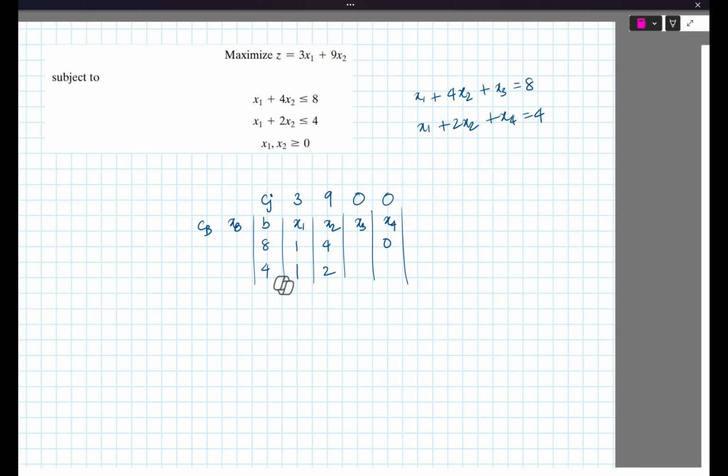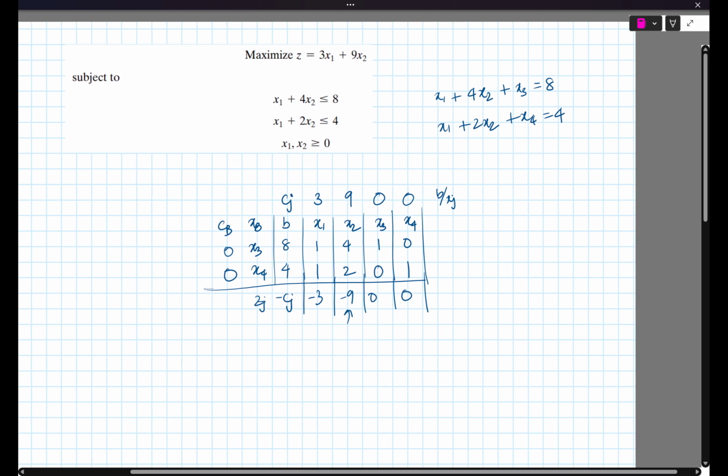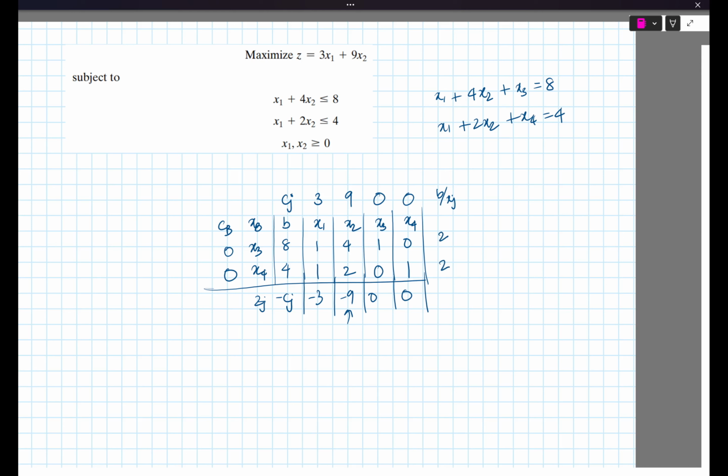So this is 1, 0, x3 x4, 0 0. So if I compute this, I get minus 3, minus 9, 0, 0. This is entering, b by xj, that is 2, 2. So there is a draw.